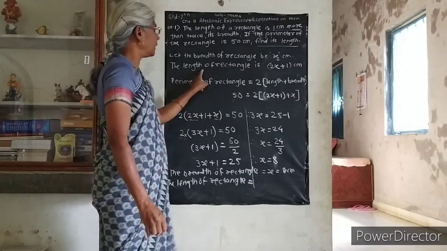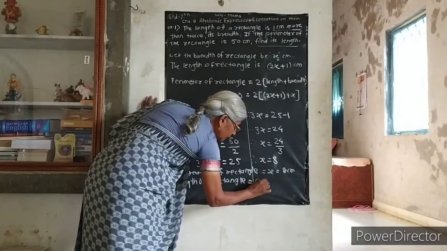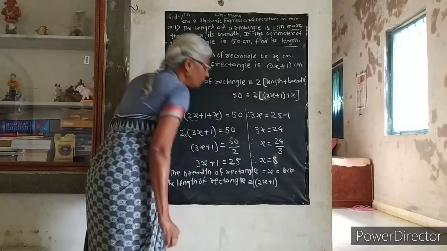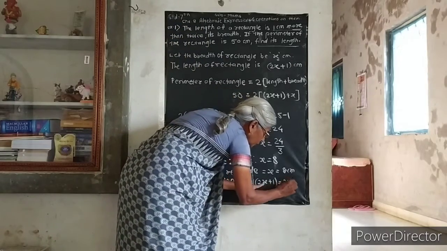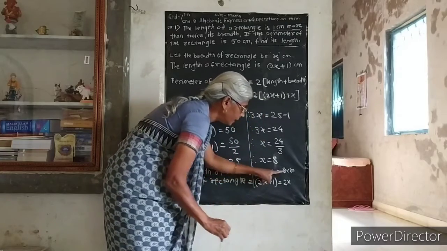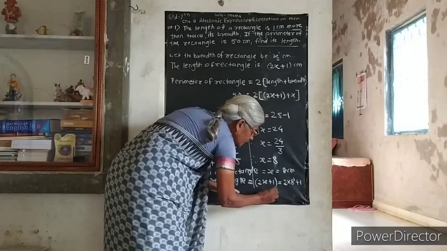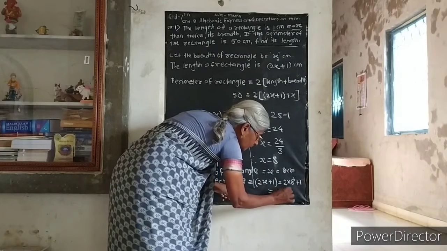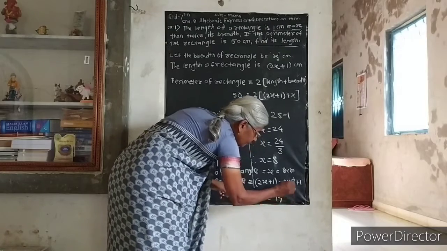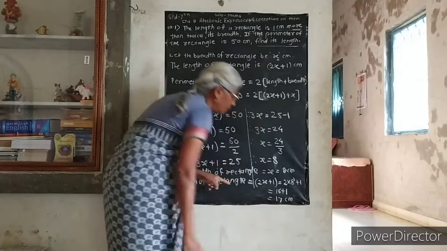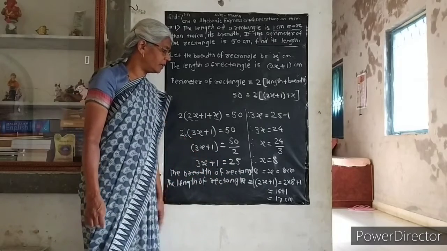What is the length of the rectangle? See here, 2x plus 1. Put the value of x here. 2x means 2 into x, means 2 into the value of x which is 8, plus 1, is equal to 16 plus 1, is equal to 17 centimeter. We find the value of the length of the rectangle, 17 centimeter.